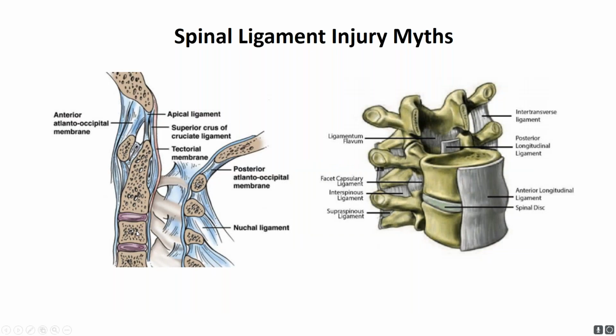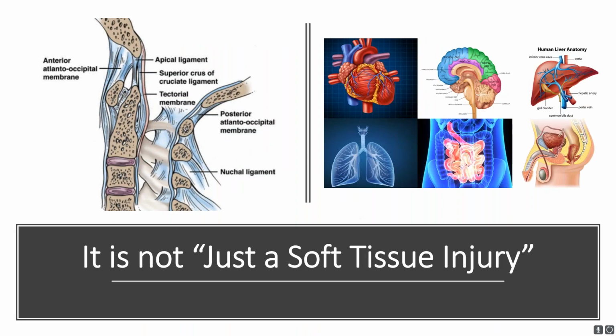So now, let's get into a couple of spinal ligament injury myths, or spinal ligament condition myths. And these myths are out there, and they're perpetuated by those that don't understand spinal ligament injuries. One, it's just a soft tissue injury. Well, everything that you see to the right is a human soft tissue. The most critical and the most valuable tissues in the body are soft, not hard.